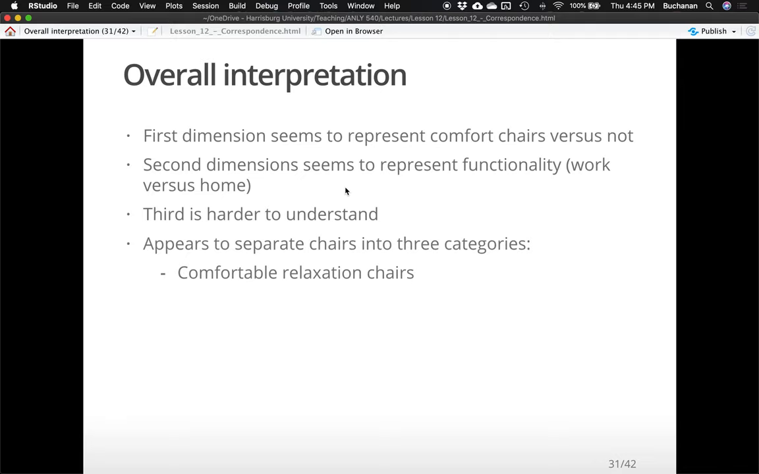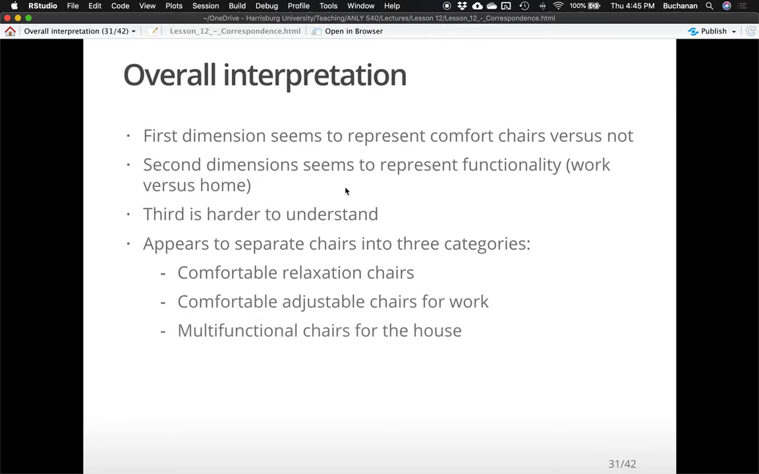Okay. So it appears to sort of separate these out based on the room in the house almost, right? So comfort relaxation chairs, that's the living room. Adjustable chairs for work, that might be your office, at a desk. And from the book, multifunctional chairs for the house, I might argue that it looks like patio furniture.